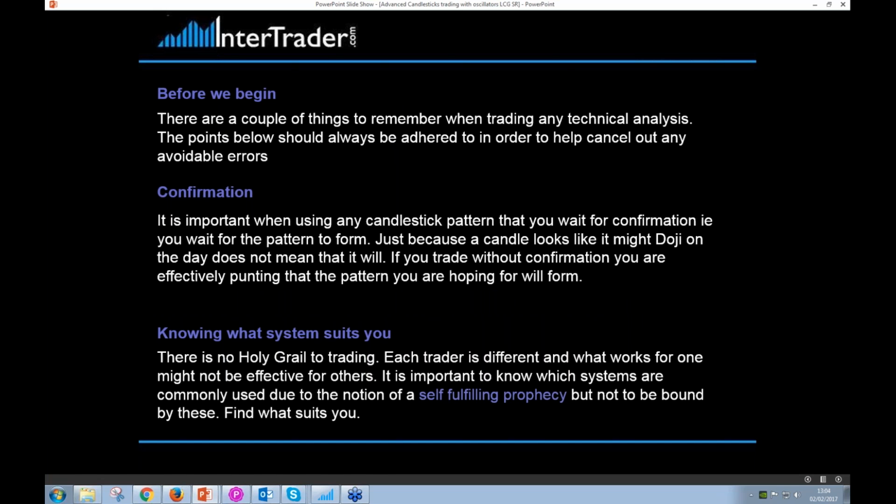Before we begin, a couple of things to remember: all the points should be adhered to, to help cancel out any obvious errors. Confirmation is something that traders crave, and traders need that confirmation, and that's what my mentoring service comes down to. People know what's right, people know what they should do, they just need that little bit of reassurance. Sometimes doing the most obvious thing in the market is the right thing to do. But as I've said a million times over, trading's not about being right, it's about being right at the right time.